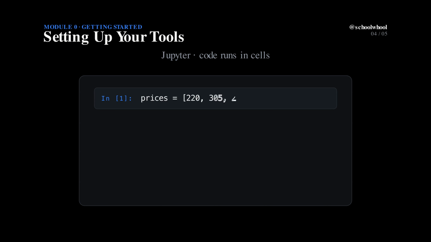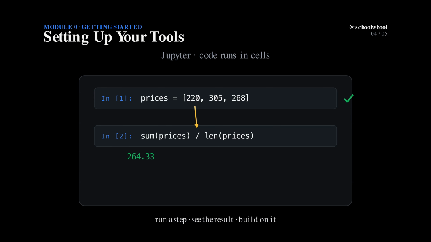Jupyter organizes your code into cells. You run one cell at a time, and the output appears right beneath it. A later cell can use the results of an earlier one, so you build an experiment step by step and see every intermediate result along the way. That instant feedback is why data scientists love notebooks.